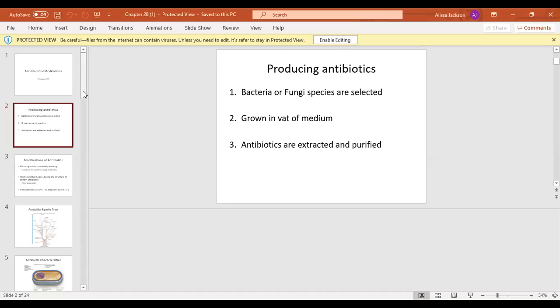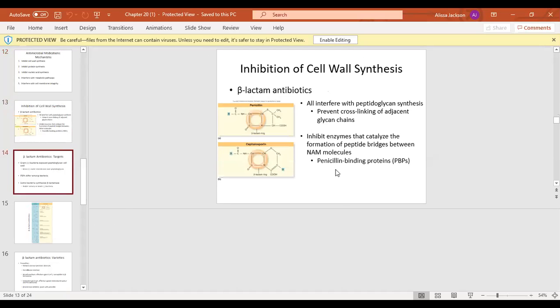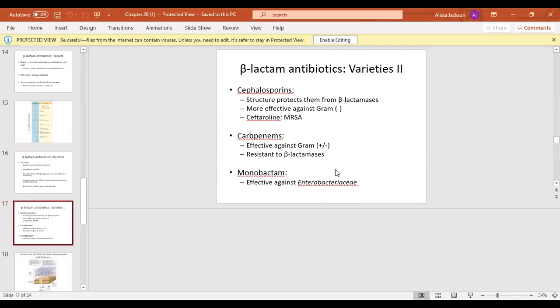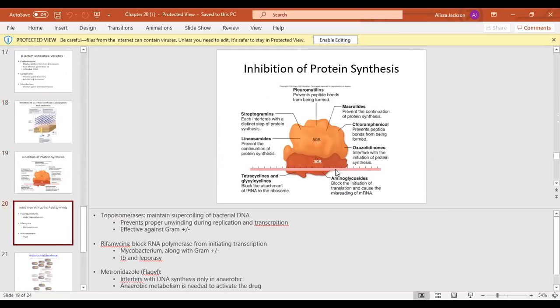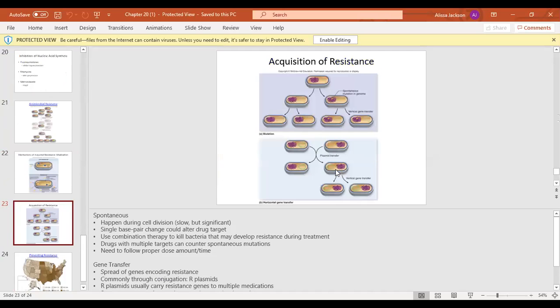It's probably that one mechanism can affect multiple things. Let's see. So here's the mechanisms: inhibit cell wall, protein synthesis. Okay, I bet what's related is the membrane and cell wall stuff. But let's see. Mechanisms.